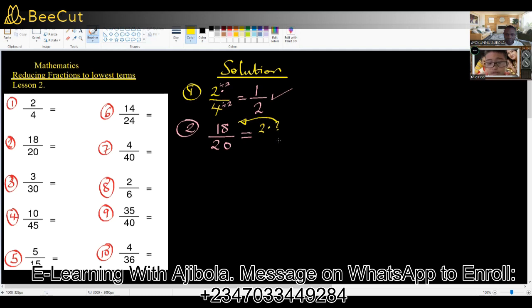Which one will give me 18? Do you remember your multiplication table? Do you remember the last multiplication table that we looked at? You know, we looked at table 2 the other time, right? Yes. So, 2 times what will give me 18? Let me show you.